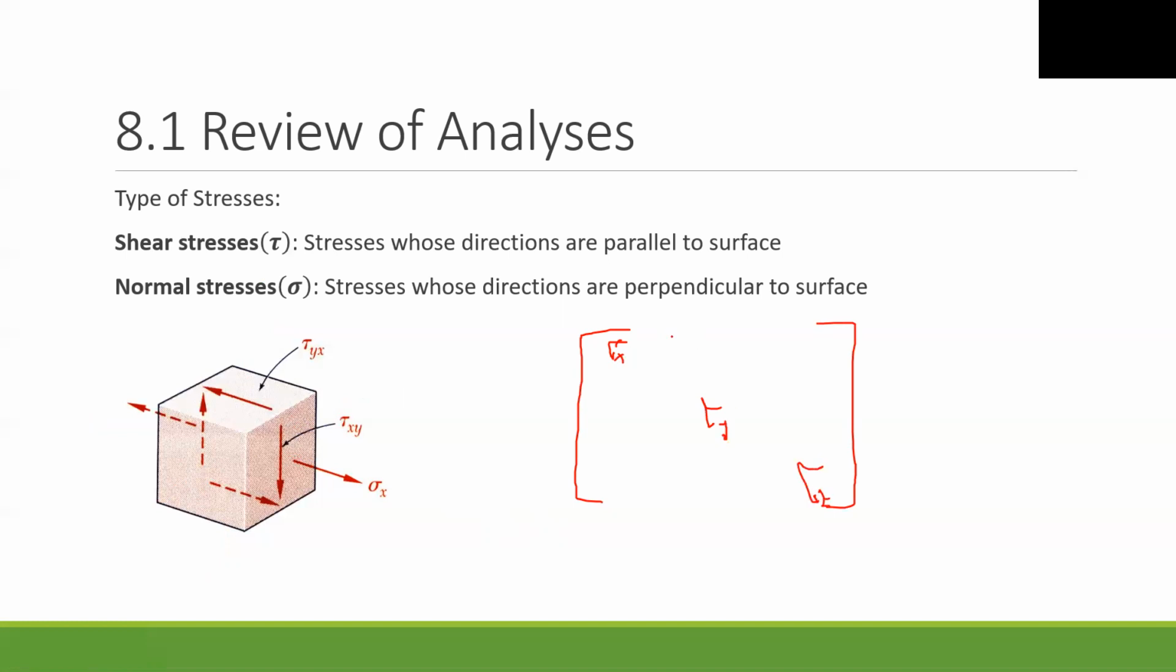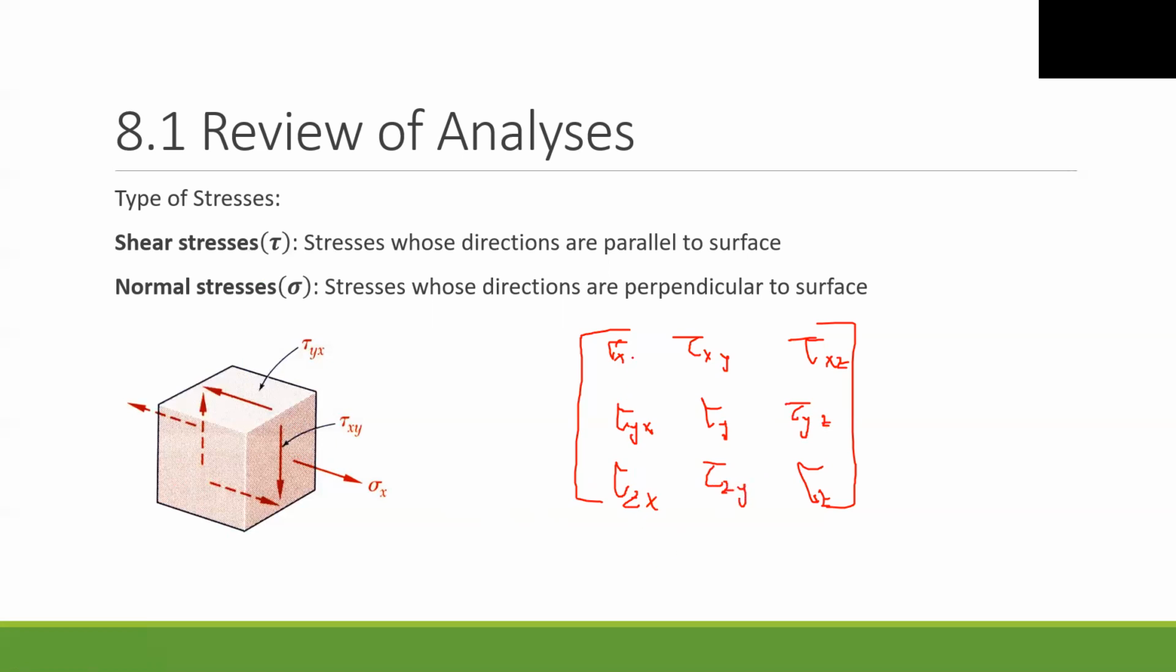Okay, here tau xy, tau xz, and also tau yx, tau yz, and this one is tau zx, tau zy, okay.